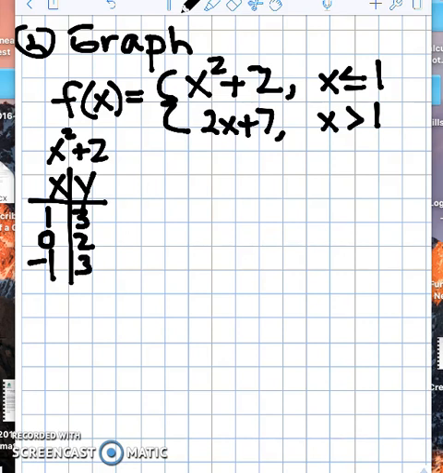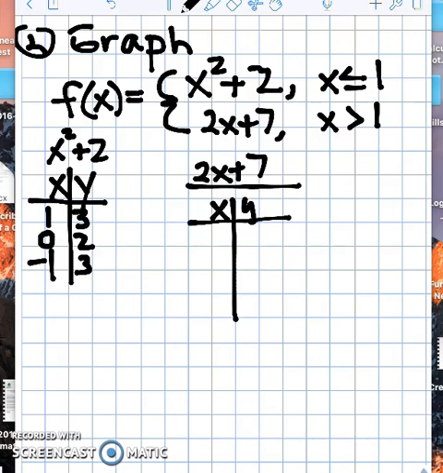And then this other one, we have 2x plus 7. And it's a line. So x and y, and let's see, our boundary point is 1 again, but bigger, so 2 and 3. So when we plug in a 1, 2 times 1 is 2, plus 7 is 9. 2 times 2 is 4, plus 7 is 11. 3 times 2 is 6, plus 7 is 13.